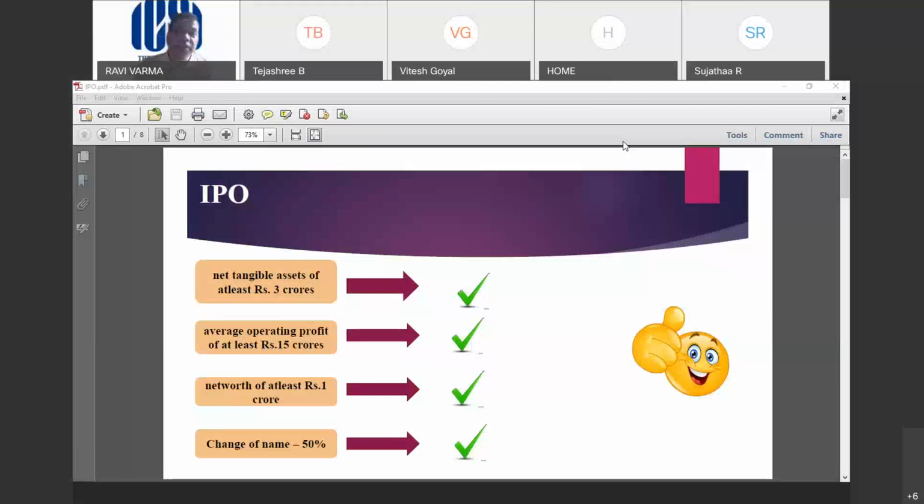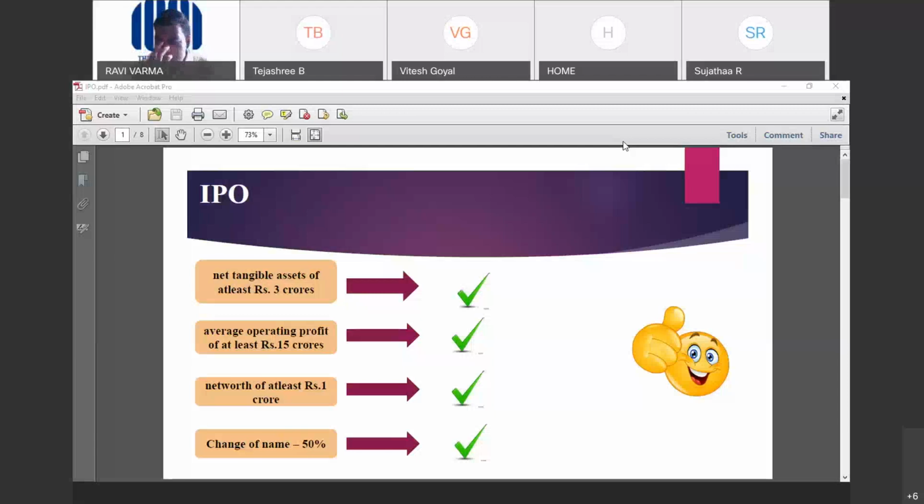And if the company has changed its name, then 50% of its income should come from the changed name activity. Say, for example, my company's name was ABC Energy Limited, and now I'm no longer into energy. I thought of starting some infrastructure and finance and I'm changing the name to ABC Infrastructure and Finance. Then 50% of my income in the previous year should have come from the infrastructure and finance business. Sir, what if it is not coming from that business? If it is not, then you will not be allowed to fall under the IPO eligibility condition.